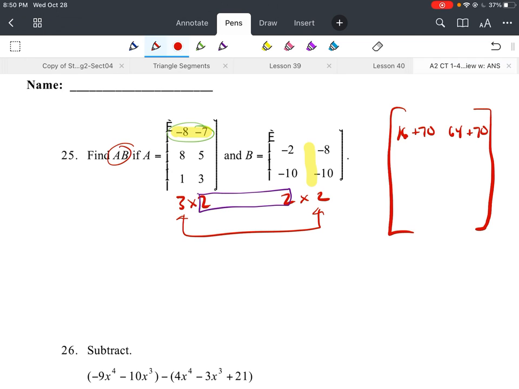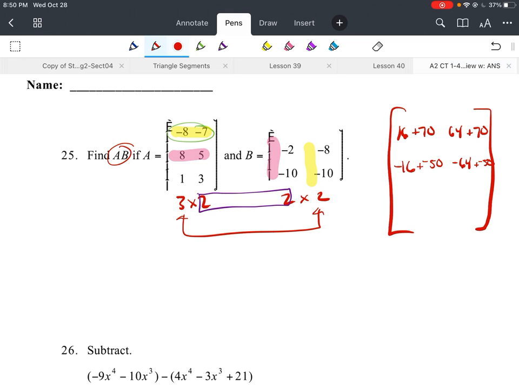Next up is the next row. So take this row, stand it up next to this one. So 8 goes with the 2, 5 goes with the 10. Let's make it happen here. So 8 times 2 is negative 16, 5 and 10, and so that's going to be plus a negative 50. Okay, and the next column, so 8 times negative 8 is negative 64, and 5 times negative 10 is negative 50 again, so plus negative 50. All right, this is fun.